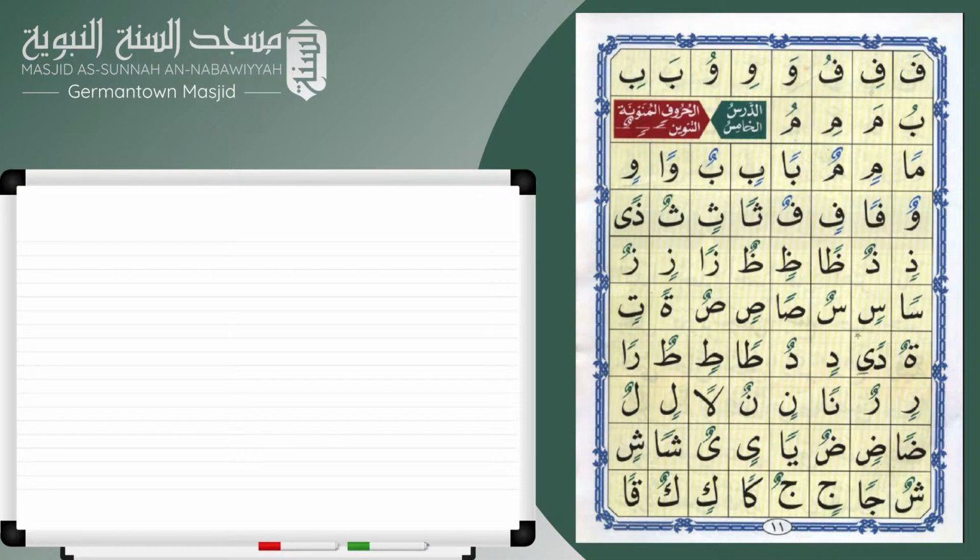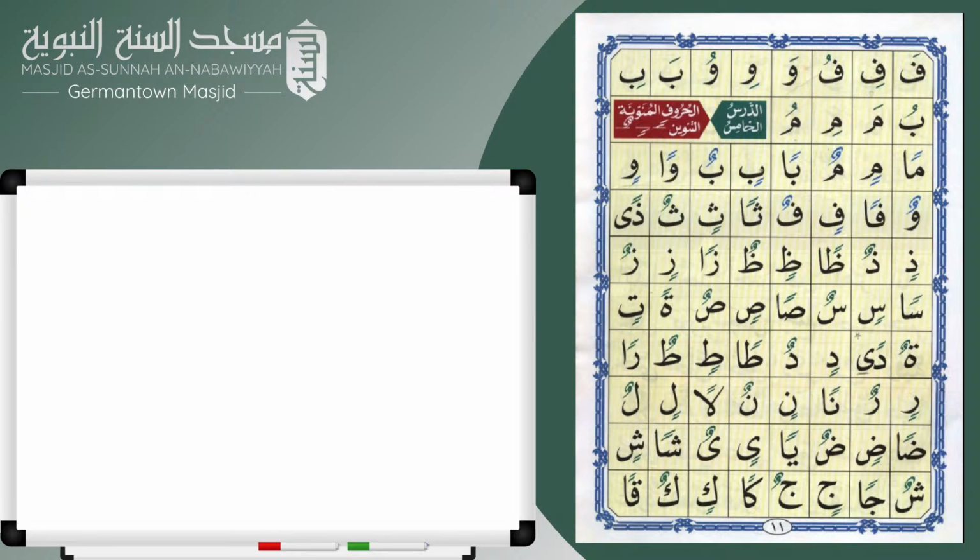The fathatain makes an N sound. What sound does it make? N. And how does the fathatain look? It has two slashes above the letter, and the fathatain always has an alif with it. But we completely ignore it. Is that clear? Whenever we have a fathatain, we always have a what? Alif.